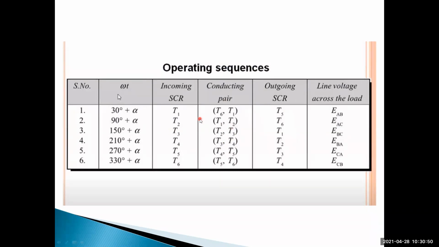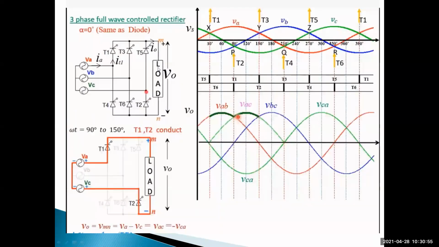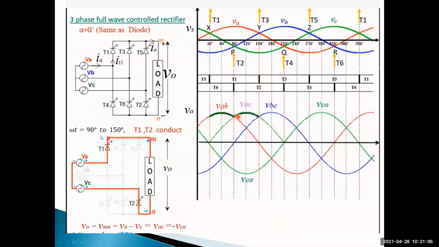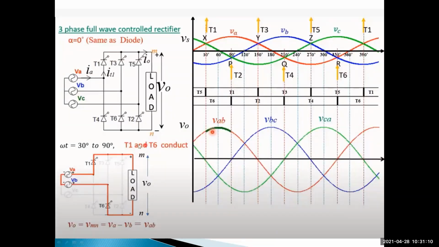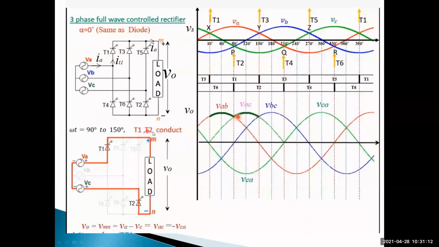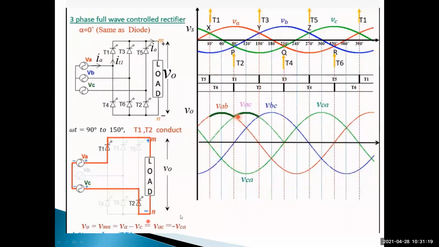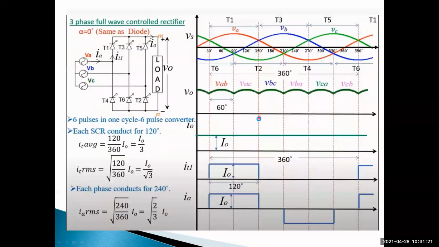Understood. According to these conducting pairs, we will get the line voltages, as I have already explained. So VAC, VAB. How do we get VAB? For omega t equal to 30 to 90 degrees, T1, T6 conduct. For omega t equal to 90 to 150 degrees, T1, T2 conduct. Based on that, you will get the output voltages VAB and VAC. This is the output voltage equation.